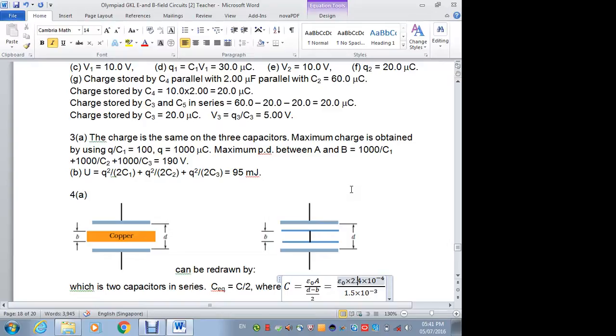Correct. Good idea. C1 is the smallest, and you don't choose Q over C2 or C3. Yeah, that's a crucial point. Very good. Then part B. The total energy stored will be Q squared over 2C1 plus Q squared over 2C2 plus Q squared over 2C3. That is from the formula. Then with the value of Q and the values for C1, C2, C3, you can put them inside.